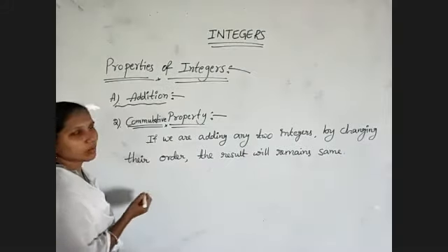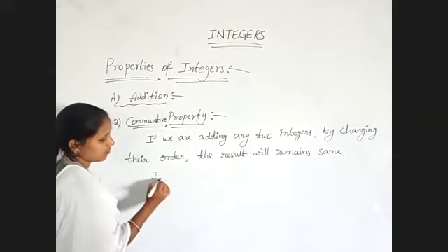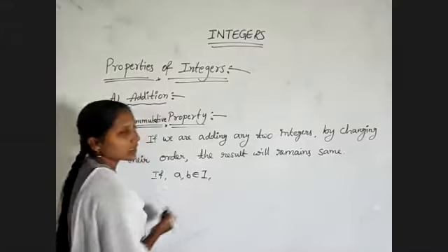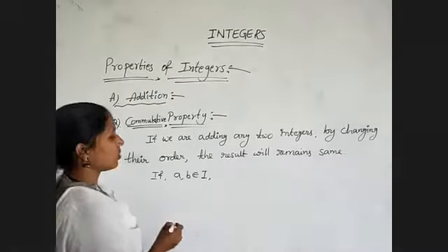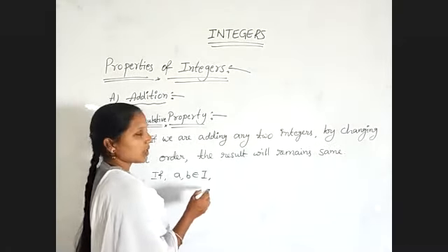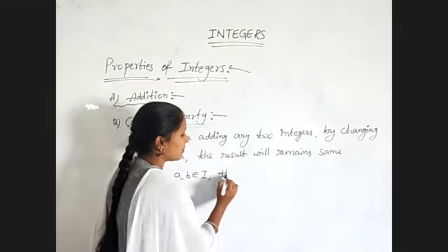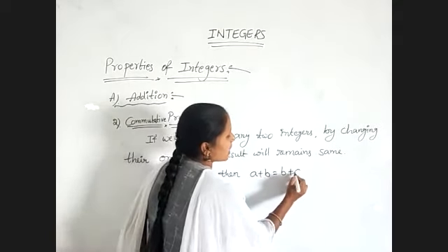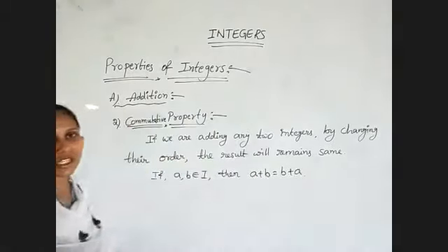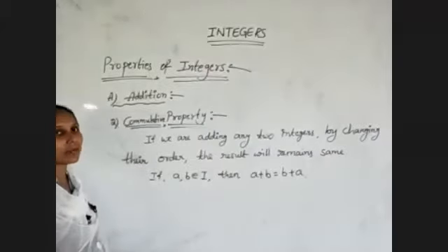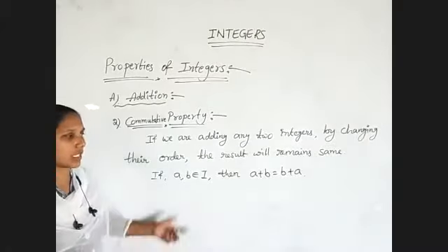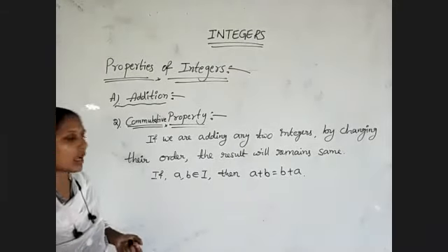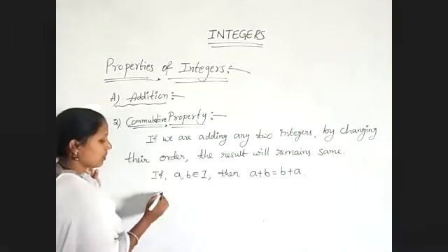We will write this using symbol form. If a, b belong to I, or Z, we can represent the integers with two letters. If a, b belong to I, then a plus b is equal to b plus a. This is the statement for the commutative property. By changing the order of two integers, the result will not be affected. 5 plus 3 is equal to 3 plus 5. That's all. And now coming to the example.